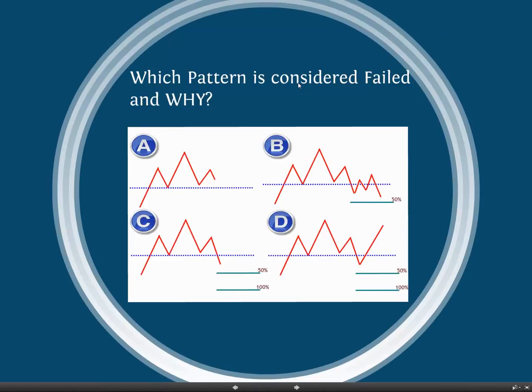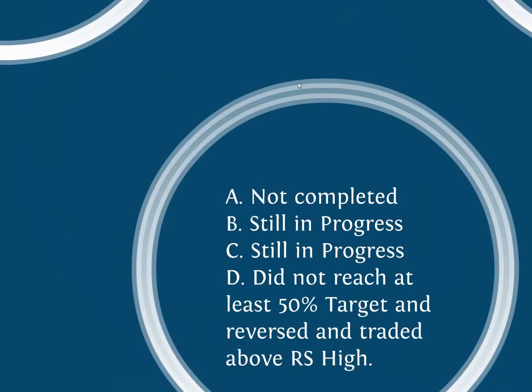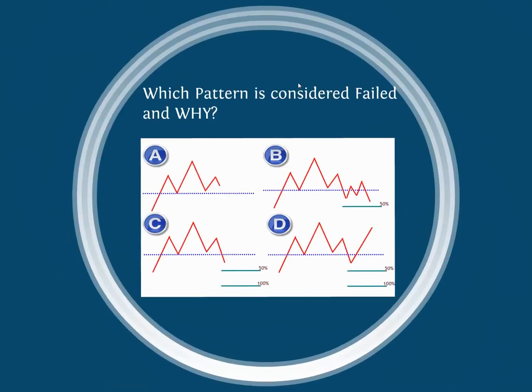Here the answers are like this. The first one, A, is not completed, so it's not even considered tradable yet. B is still continuing. I know it came back above the neckline, but it's still continuing, so it's not a completed pattern yet. C is also still continuing, so it's not a failure. D is the only failure because it has not reached 50% of its target level, and then it reversed. Not only did it reverse, it started trading above the high of the right shoulder, and that's the reason it's considered a failed pattern. So D is the right answer.